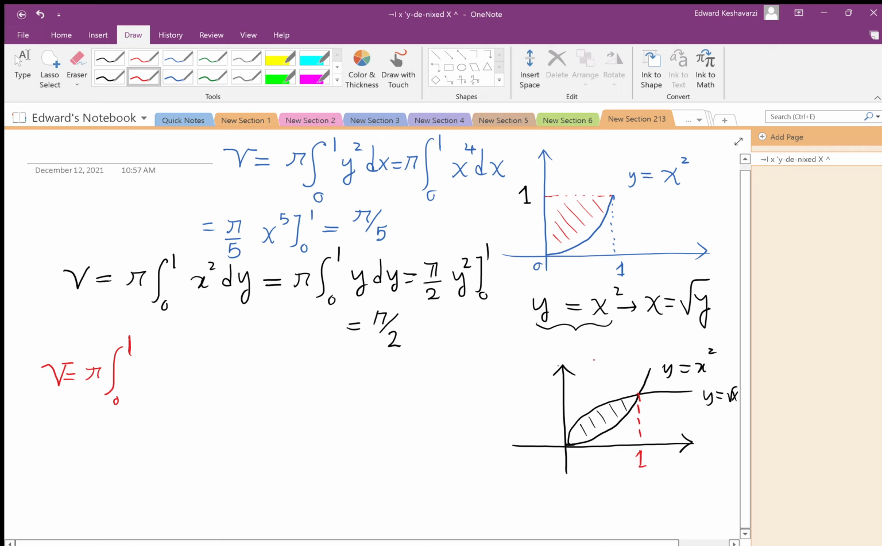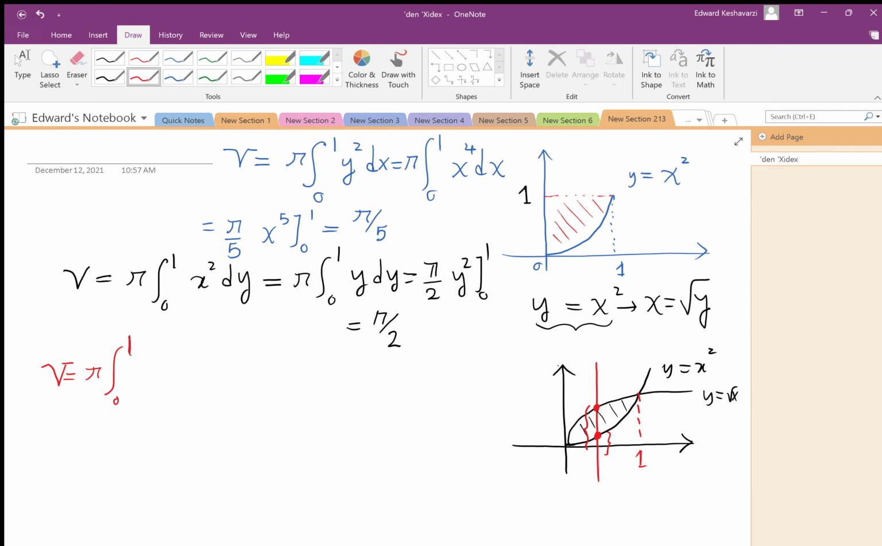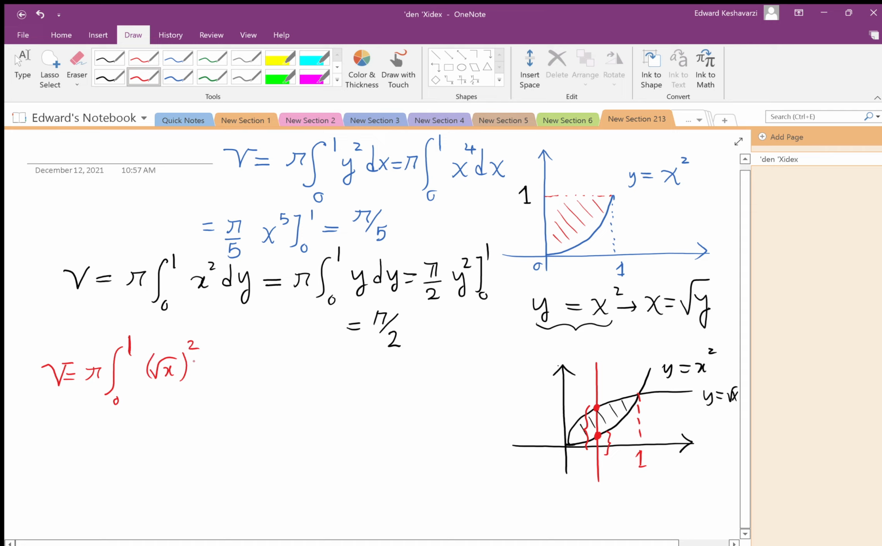So the function which is farther from the x-axis, how do I know that? I can draw a vertical line here. If you look at these two intersection points with the vertical line, and look at the distance of them from the x-axis, you will see that root x is farther away from the x-axis. Therefore, it's going to be root x squared minus x squared squared dx.